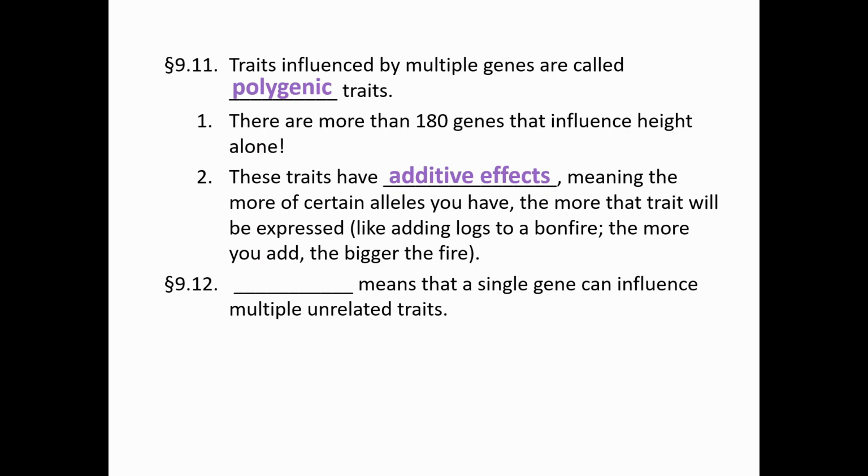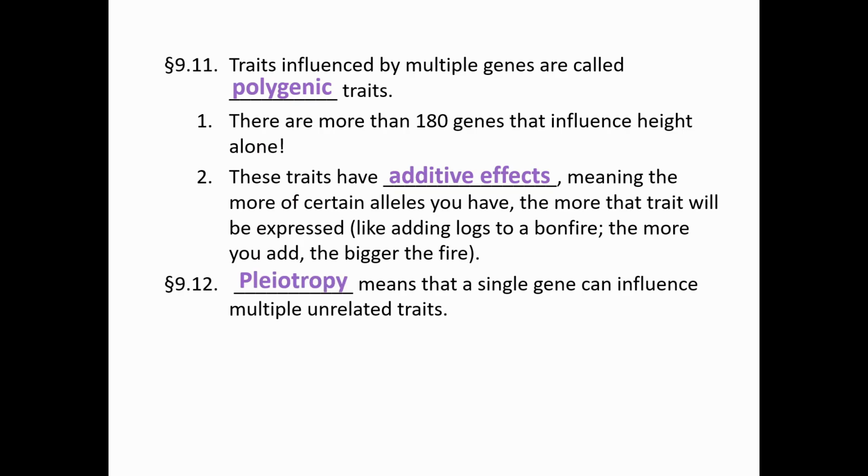These traits typically have additive effects too, meaning the more of a certain allele you have, the more that trait will be expressed. It's kind of like adding logs to a bonfire. The more logs you put in the fire, the bigger the fire will be. So let's say we're looking at those height genes, and having a dominant allele means you'll be taller. The more tall alleles you end up with, or the more dominant alleles you end up with, the taller you'll be. If you end up with more recessive alleles, then the shorter you'll be.